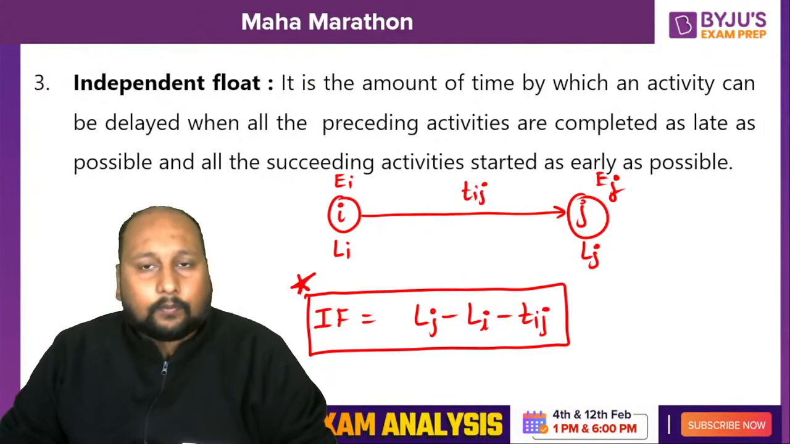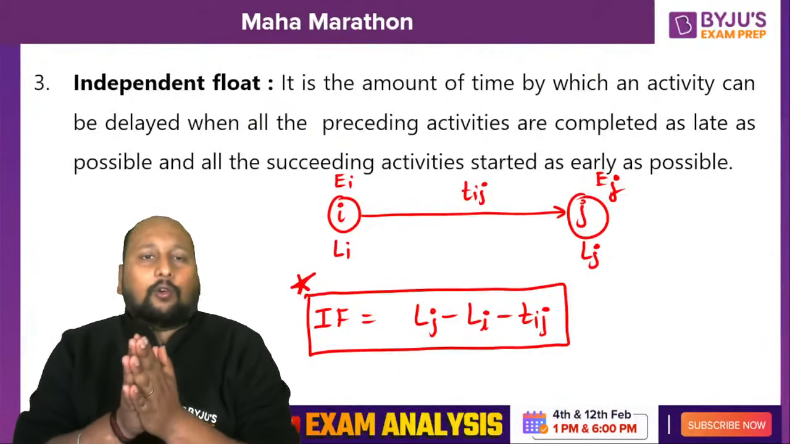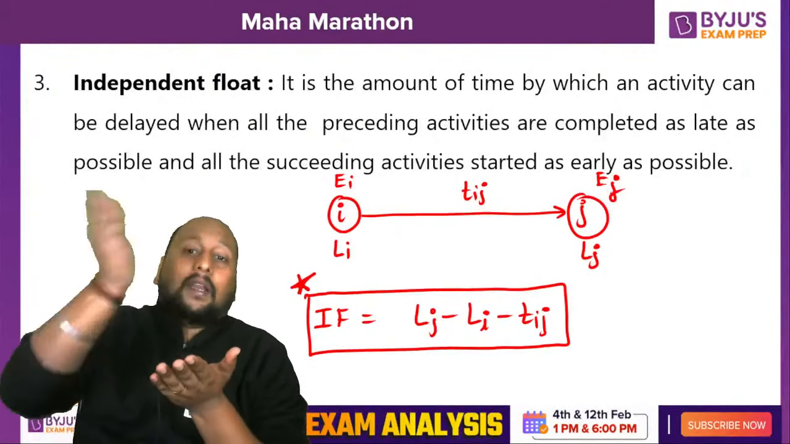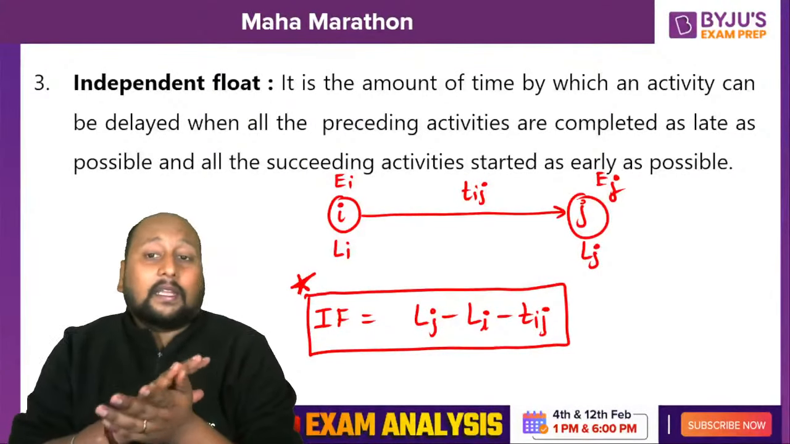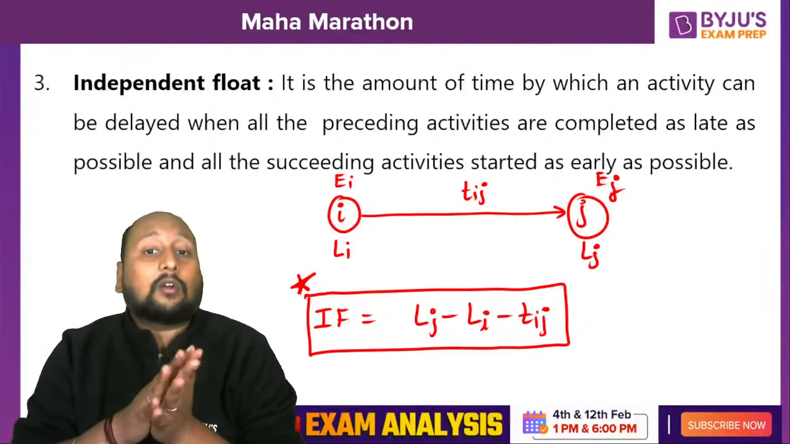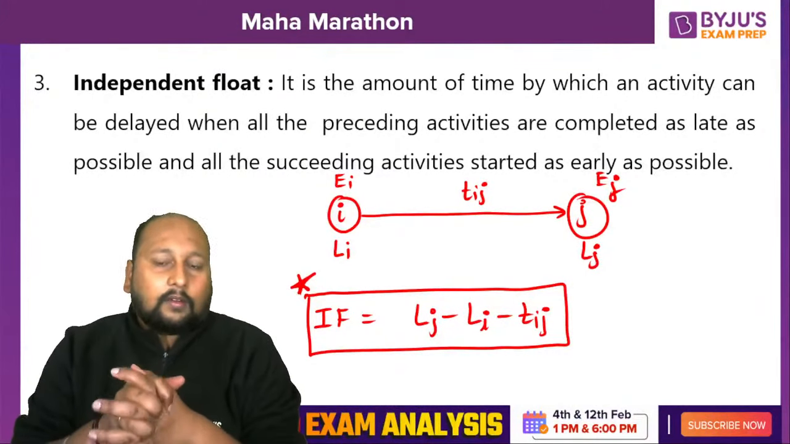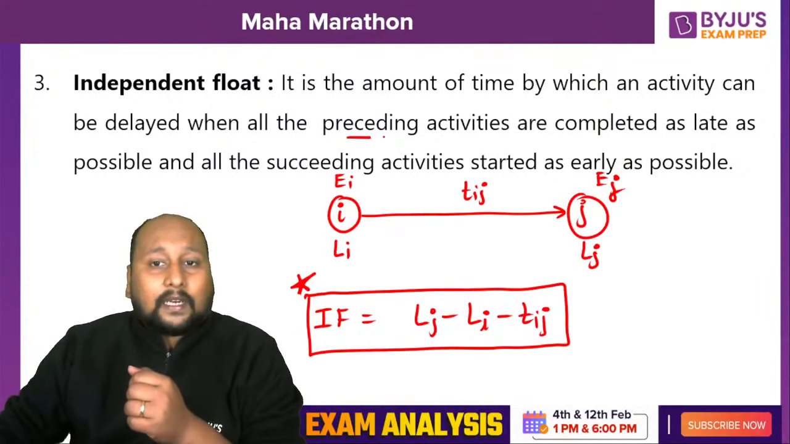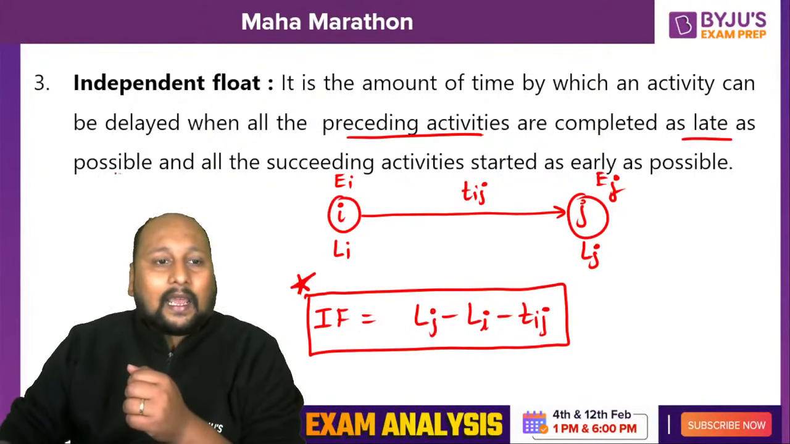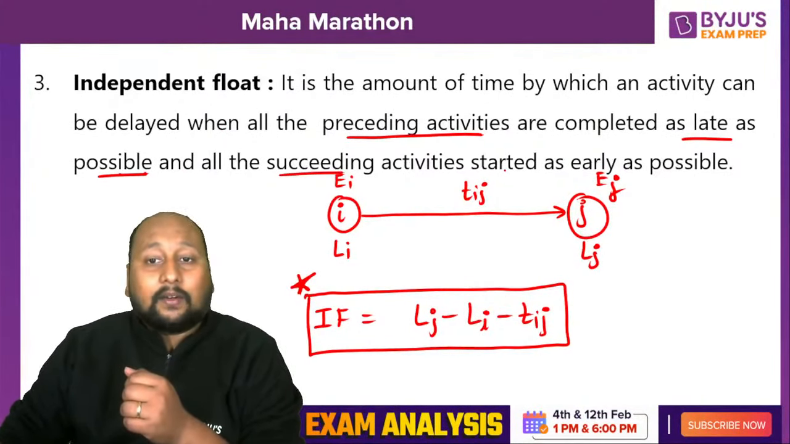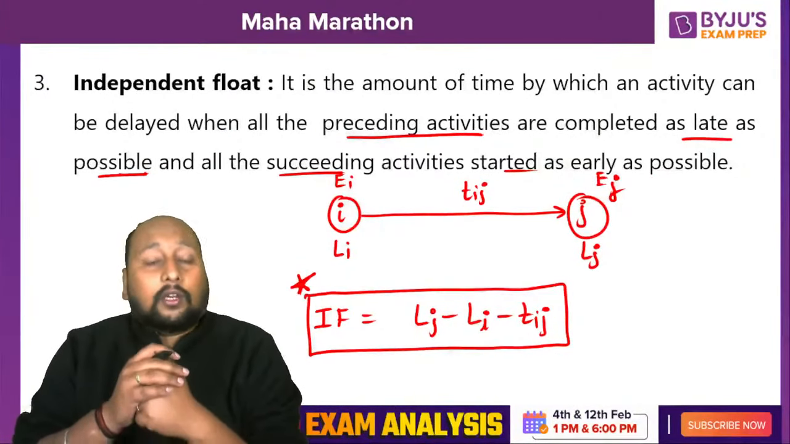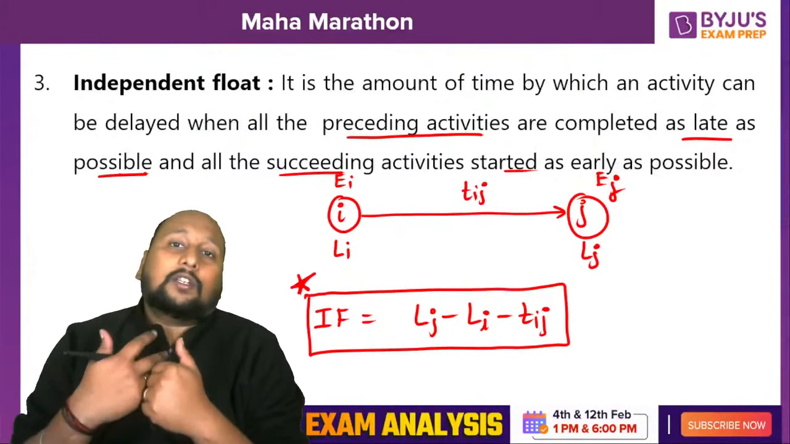Is this clear? Very easy. And what is the meaning of independent float? It is basically by how much an activity can be delayed such that its preceding activity's latest finish time is not being changed. Is this clear? It is the amount by which an activity can be delayed when all the preceding activities are completed as late as possible, such that its succeeding activities are started as early as possible. That means by how much duration an activity can be delayed such that its previous activity is not being hampered.